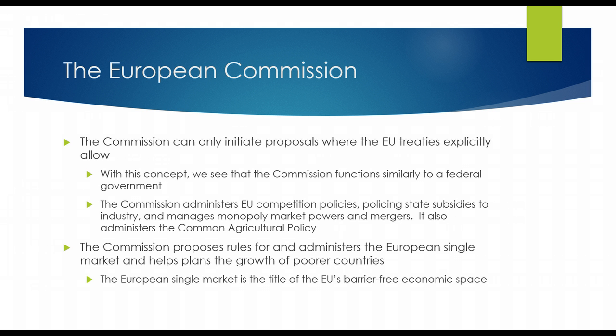So the Commission administers EU competition policies, they police state subsidies to industry, and they manage monopoly market powers and mergers. These were all things that the federal government in the United States would do, the same types of powers that you see the European Union have over its member states. It also has power to administer the common agricultural policy. The Commission proposes rules for and administers the European single market and helps plan the growth of poorer countries. The European single market is the title of the EU's barrier-free economic space.